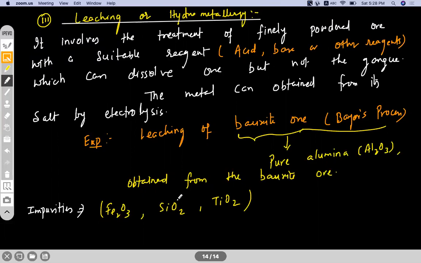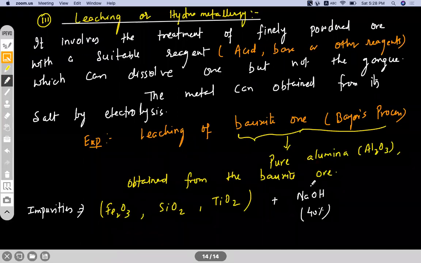Right. Now, this is mixed with a 40% NaOH solution. That is the base we are using, the suitable reagent, NaOH over here, right? Now when this NaOH is added, Al2O3 dissolves and converts into sodium meta-aluminate, the complex compound of aluminium. I'll write down the formula here. And other impurities are left behind.